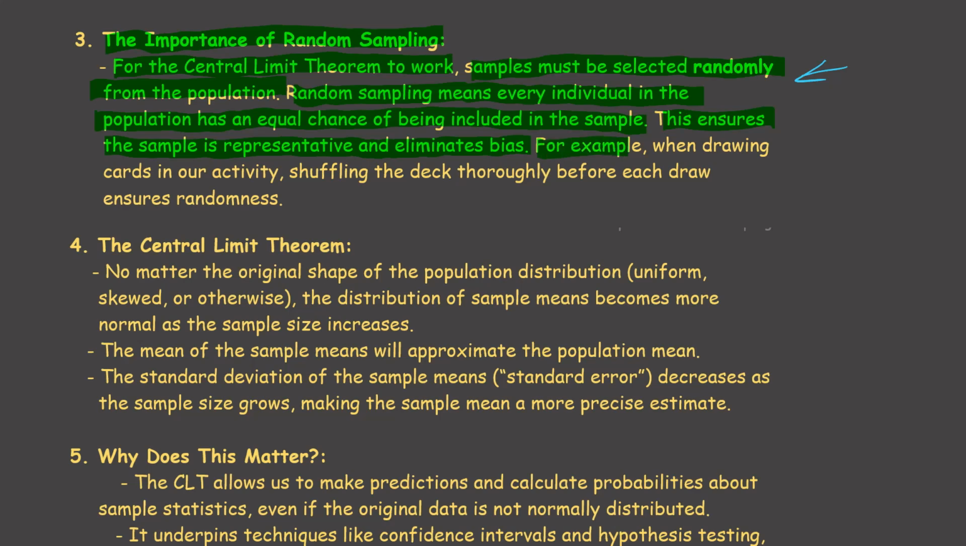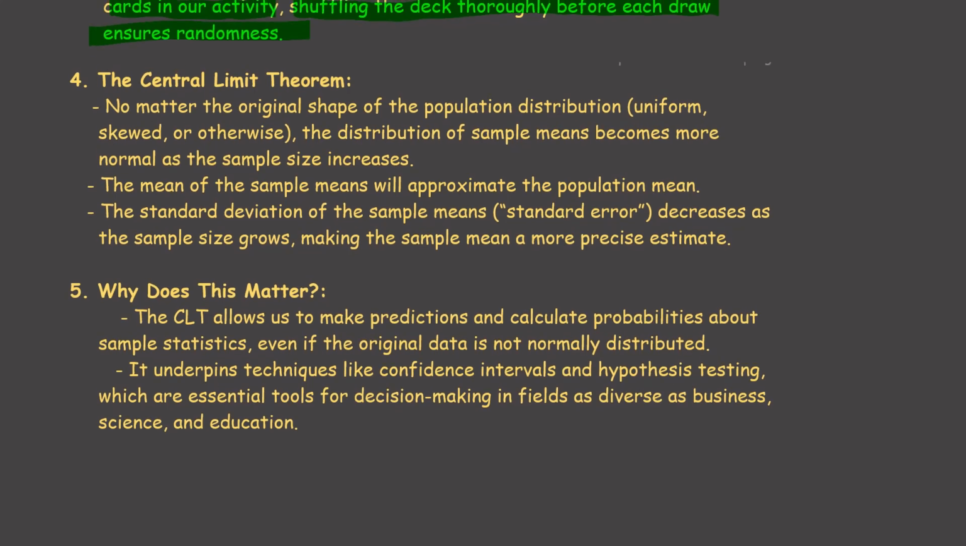For example, when drawing cards in our activity, and I realise this is an activity we haven't done, but if you draw cards from an unshuffled deck, you can predict the order you're getting them in. The whole point is here that we will be selecting cards at random from a deck. Shuffling the deck thoroughly before each draw ensures randomness, and it needs to be thoroughly shuffled. And you'll probably know that if you played any card games at all, including things like Uno, where things tend to congregate when you play.